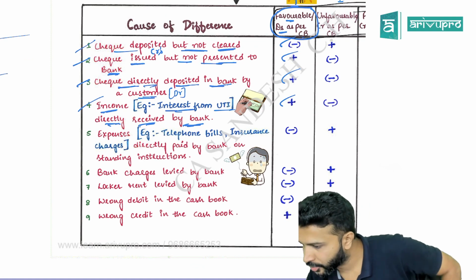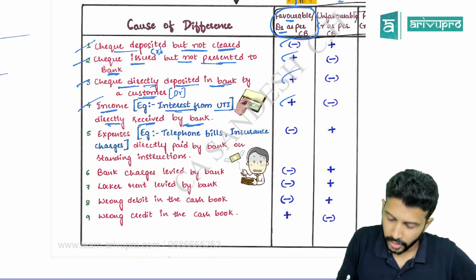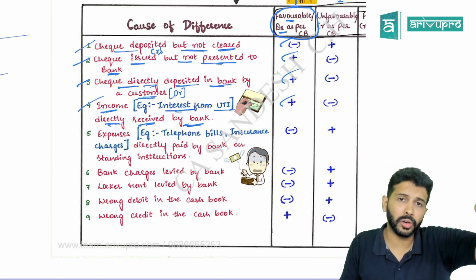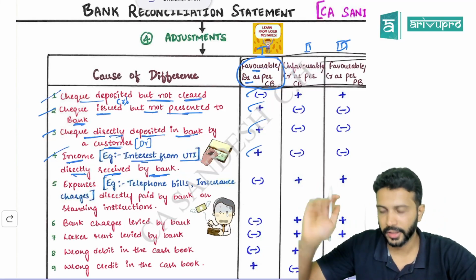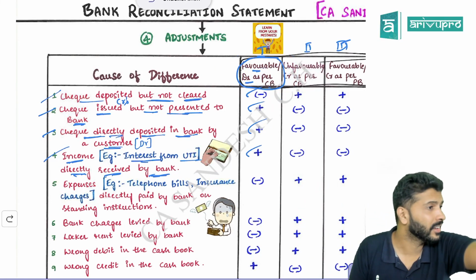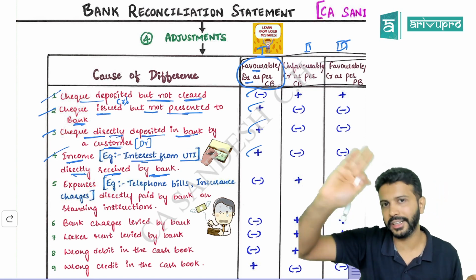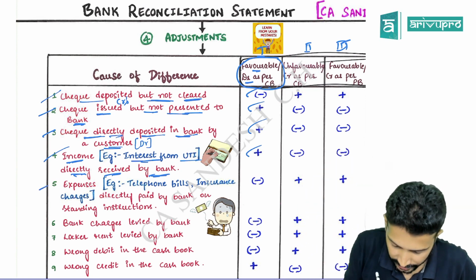Sir, always we need to add or subtract in cash book only? Correct. What is your starting point? Whatever your starting point is, the addition or subtraction can be made only in that starting point. Here the starting point is cash book, so plus or minus will only be done in cash book. That's the reason identification of the starting point is important. Okay, let's go to the next scenario.